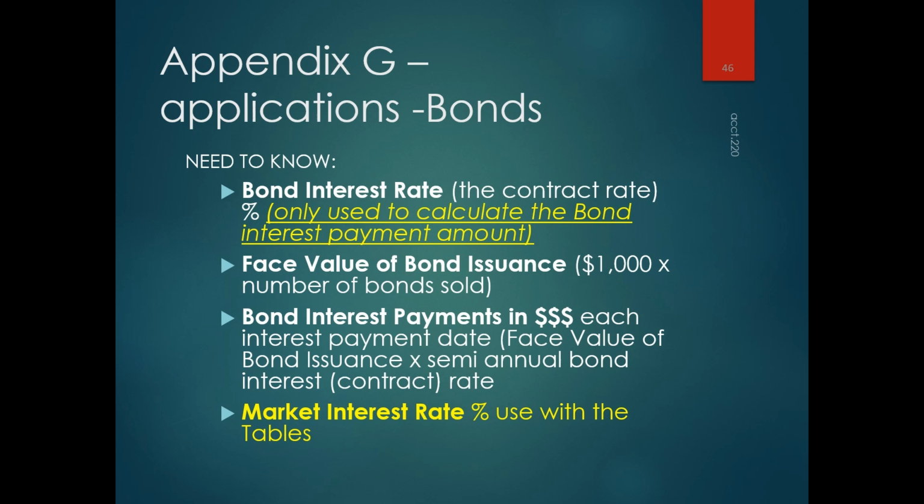So we need to know the interest that we pay, and that's based on the contract rate, and that's applied to the face value of the bond. We know the face value of the bond, and then we also need to know the market interest rate.